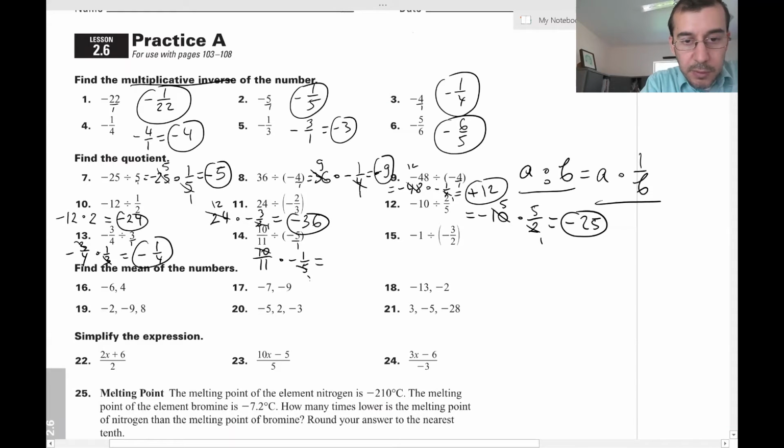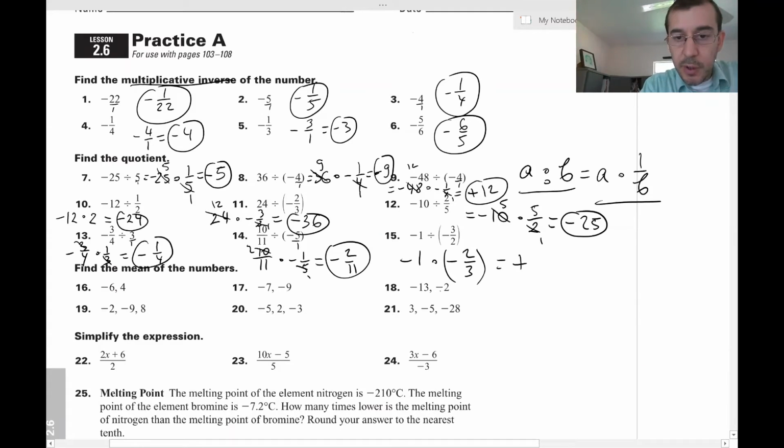10 and 5 cancel out by 5, this is 2, so we have minus 2 over 11. Okay. Number 15, we have minus 1 times minus 2 over 3, the multiplicative inverse. We are multiplying two numbers with the same sign, so plus is the product, and then 1 is 1 over 1, so 1 times 2 is 2, 1 times 3 is 3, so plus 2/3.